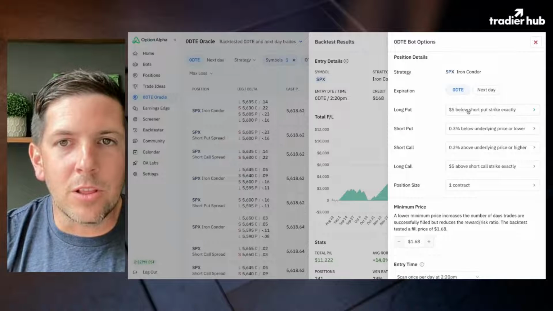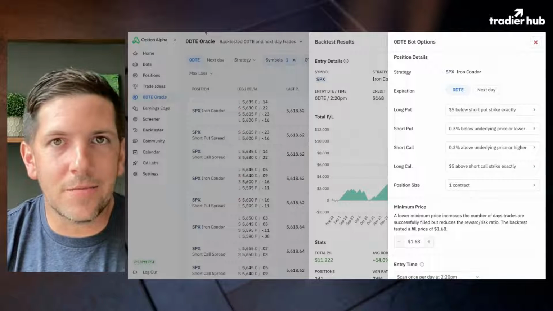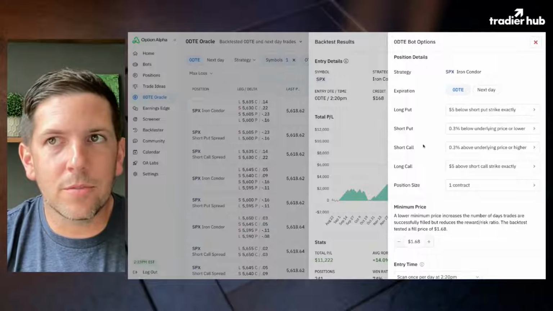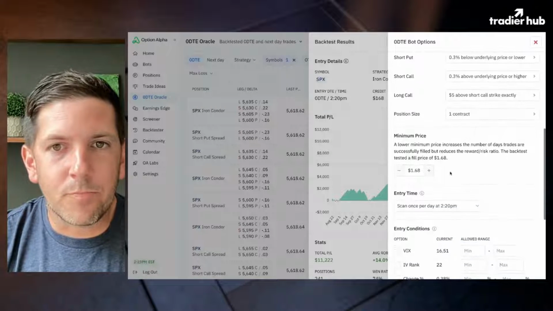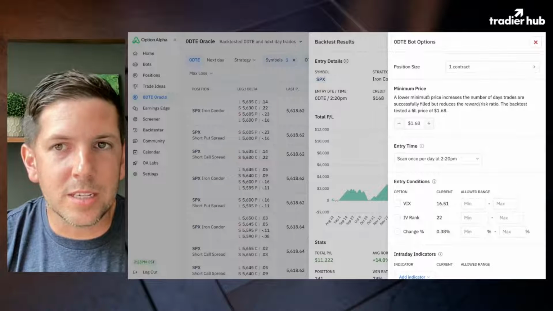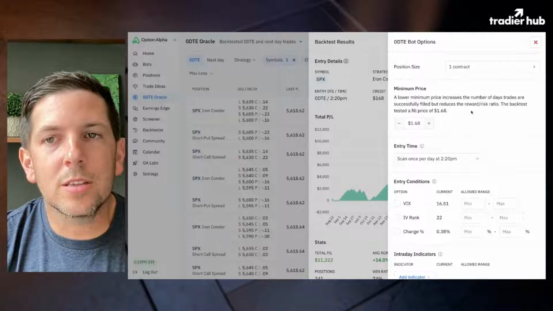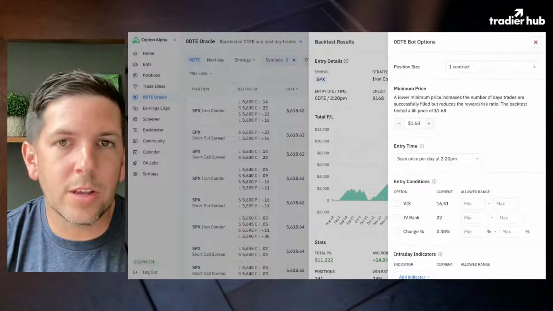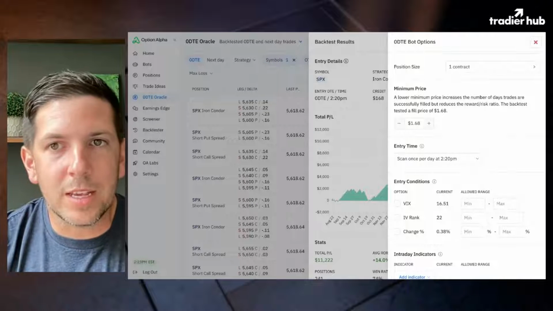And then what we do with the long put is we go $5 below and $5 above. That makes it pretty standard, pretty easy. $5 below, $5 above, you're good to go. And then we'll do position size as one contract. Now, in this case, with the minimum price here, we can adjust this later on. But of course, the lower the price point, the lower the risk to reward that you have. If you're collecting less money, that means your risk to reward is lower.